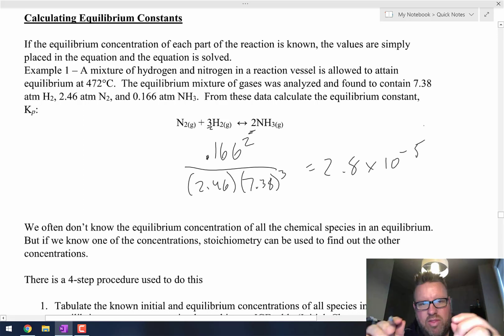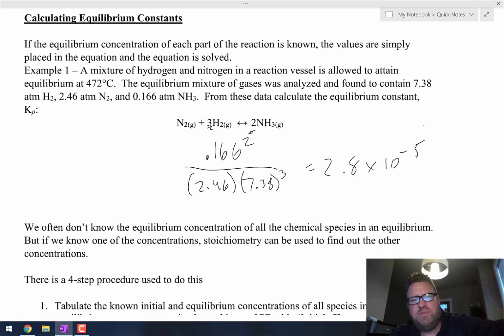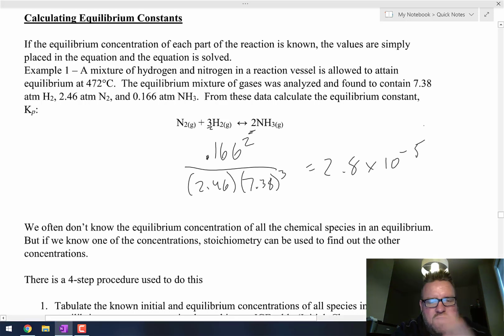Okay? Now, those are pretty easy ones. You plug the numbers in, you get the answer. Sometimes they're not as easy. For example, sometimes they give you the equilibrium concentration, or they give you the KEQ, and you have to find some of these values instead.